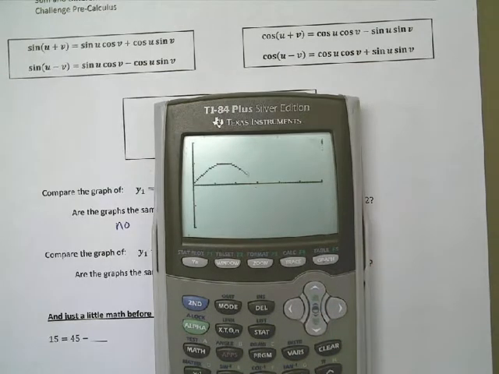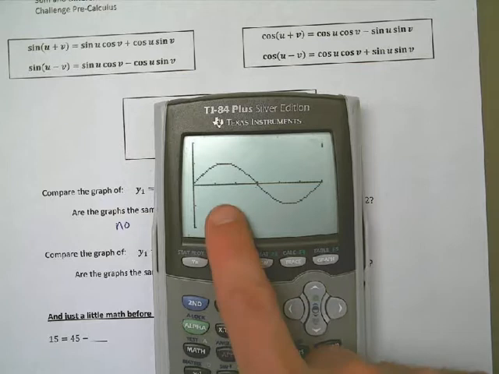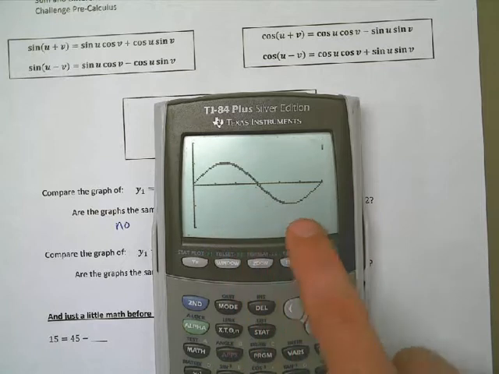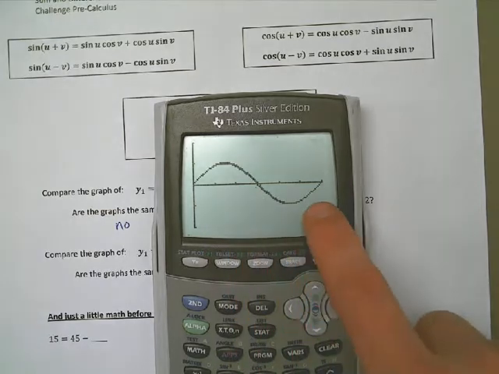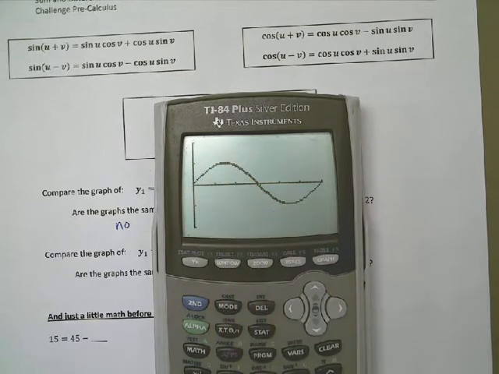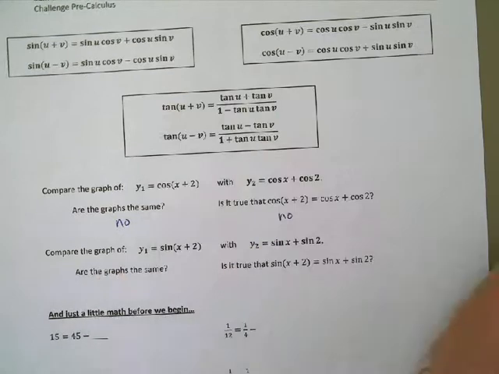If I take a look, here comes y equals the sine of x plus 2. And watch very closely. See how the line's going to get thicker here. So that tells us this has a lot in common. It's pretty darn close to the original graph, but because that line got thicker, apparently those are not the same values. They're off by just a little bit. And so what it means is this.